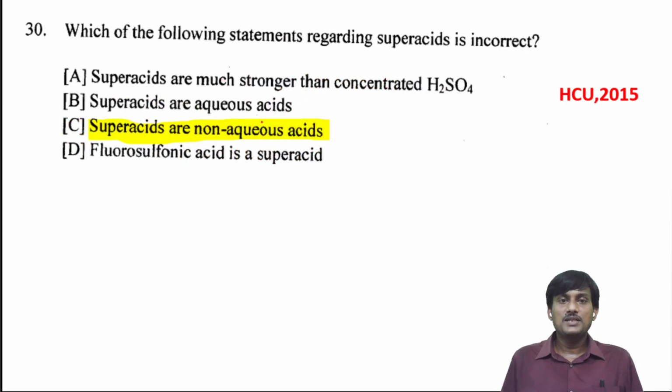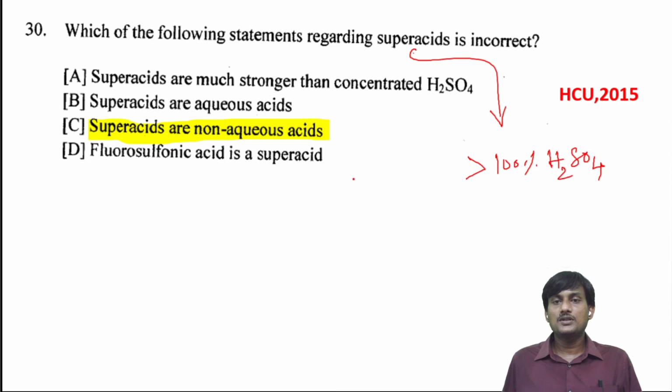Which of the following statements regarding super acids is incorrect? Super acids are more acidic than 100% H2SO4. The Bronsted aqueous acids which are more acidic than 100% H2SO4 are called super acids. Okay, super acids are much stronger than concentrated H2SO4. Super acids are Bronsted aqueous acids, so this one is also correct. Super acids are non-aqueous acids, this one is wrong.